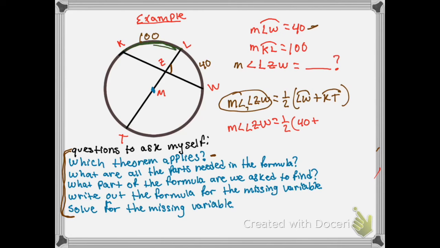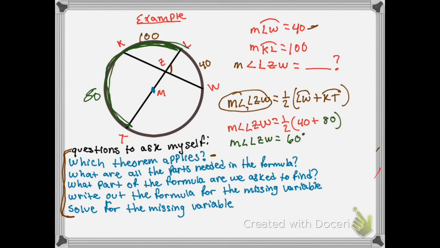KL is 100. That means that I have half a circle here, and I know the whole circle is 360. Half of it is 180. Therefore, this piece here is 80. Okay? Well, 1/4, so I have 40 plus 80 there. That is the formula. Now all I have to do in my final step is solve. Therefore, we have that this is 60 degrees. The measure of angle LZW, it is 60 degrees.